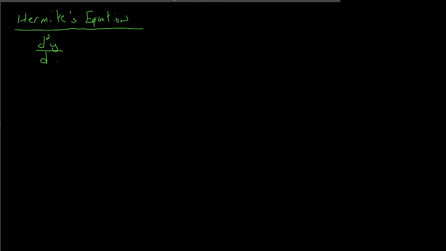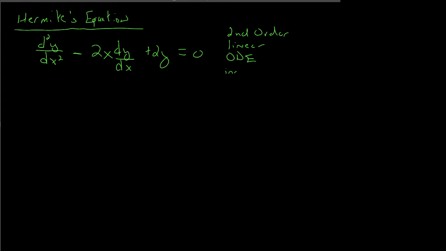And so we have the second derivative of y with respect to x minus a function of x times the first derivative of y with respect to x plus y itself equals 0. And so notice this is a second order linear ordinary differential equation with an independent variable of x and a dependent variable of y. Okay. Second order, ordinary, linear, because y is not squared or any of its derivatives are squared.